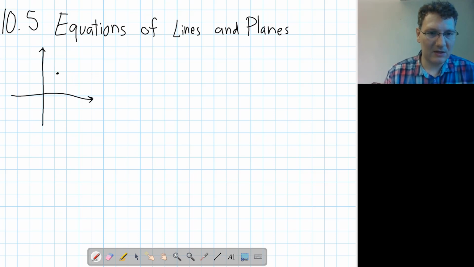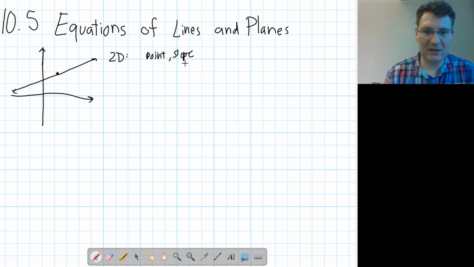As you remember in 2D space, if you want to just define a line, what you really need is some point that the line passes through, and then you need to have the direction that the line goes in. In 2D space, we need really a point and a slope. Those are like the two pieces.